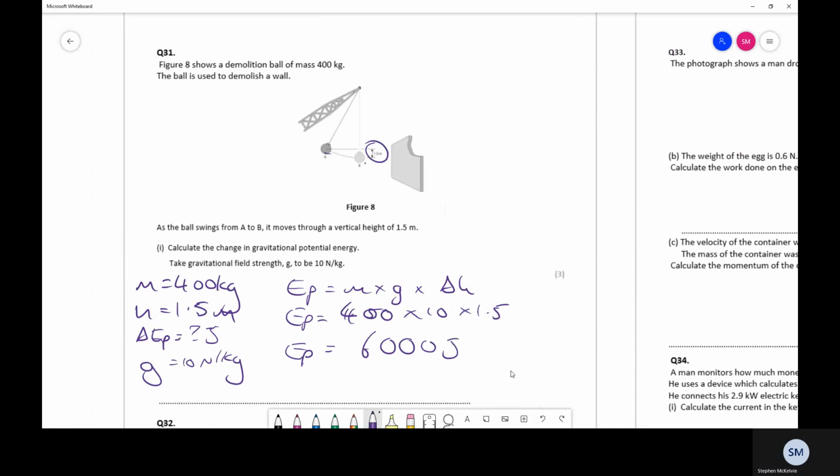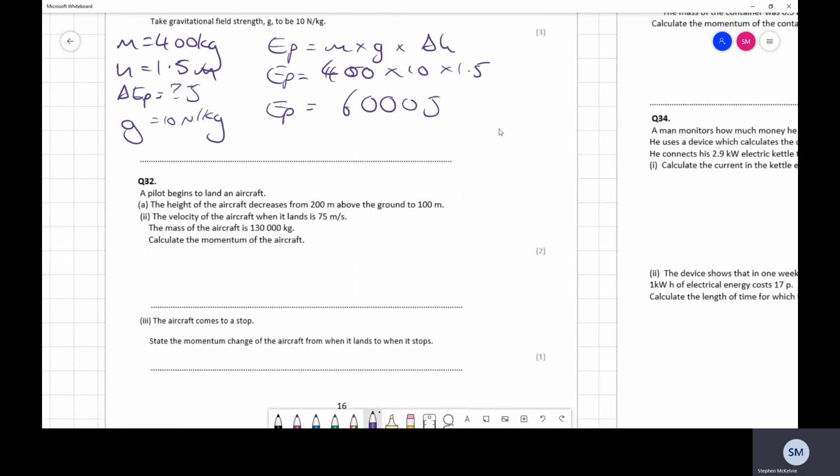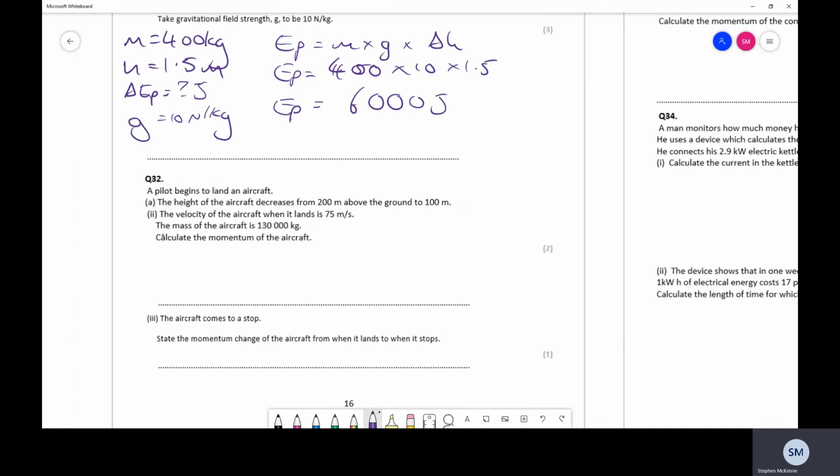Question 32. Pilot begins to land an aircraft. Ooh, scary. The height of the aircraft decreases from 200 meters above the ground to 100 meters. So delta h is equal to 100 meters. 200 meters take away 100 meters, which is equal to 100 meters. The velocity of the aircraft when it lands is 75 meters per second. It's fast. The mass of the aircraft is 130,000 kilograms. Calculate the momentum of the aircraft.